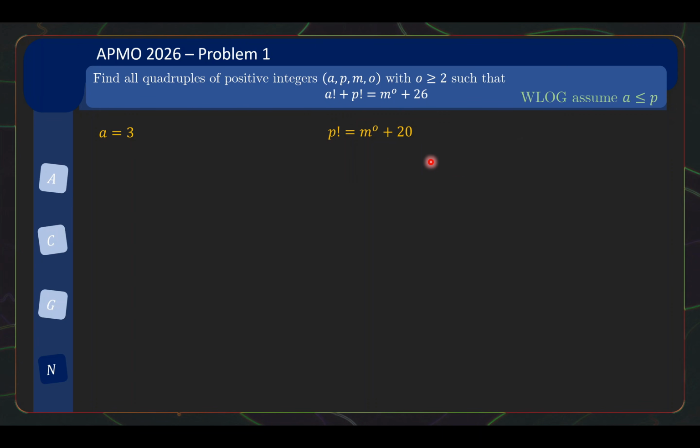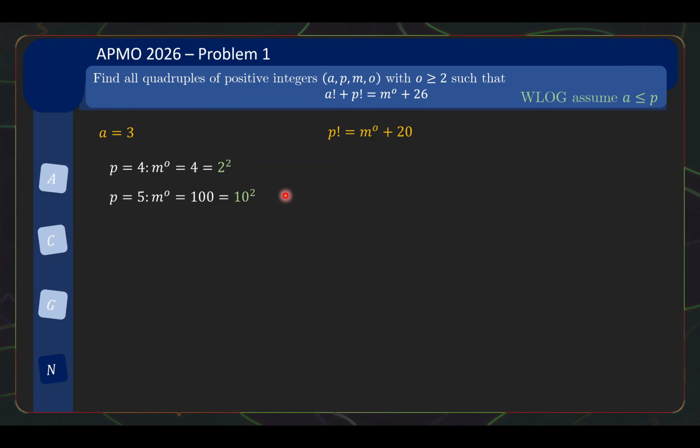Now remember P is greater than or equal to A for our assumption here. So clearly P needs to be at least 4 before you can even beat 20, right? So let's start with P equals 4 and see what happens. Okay, when P equals 4, you need M to the O to be 4. And 4 can be written as 2 squared. So the only way 4 can be written as M to the O with O greater than or equal to 2 is 2 to the 2. And so this is a valid solution. Okay, so just remember and put this aside.